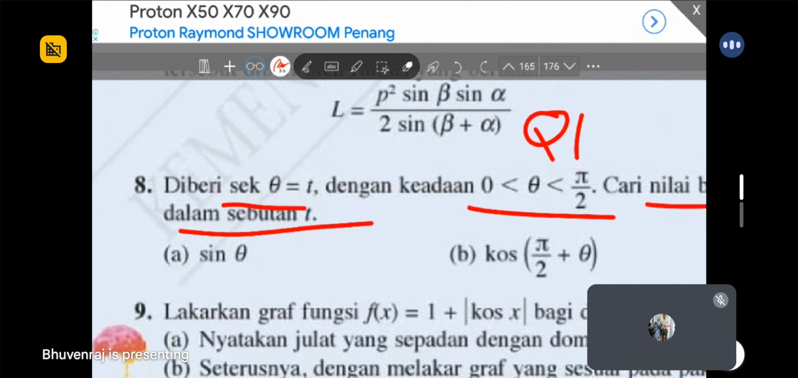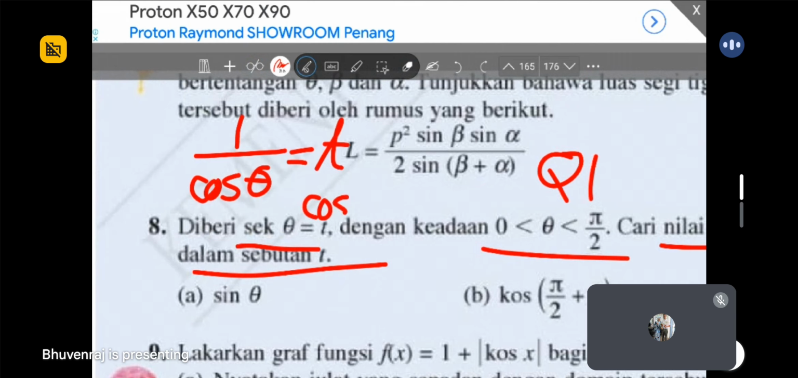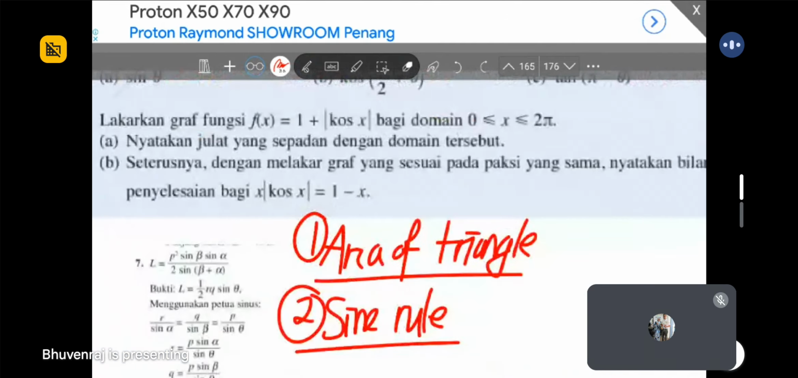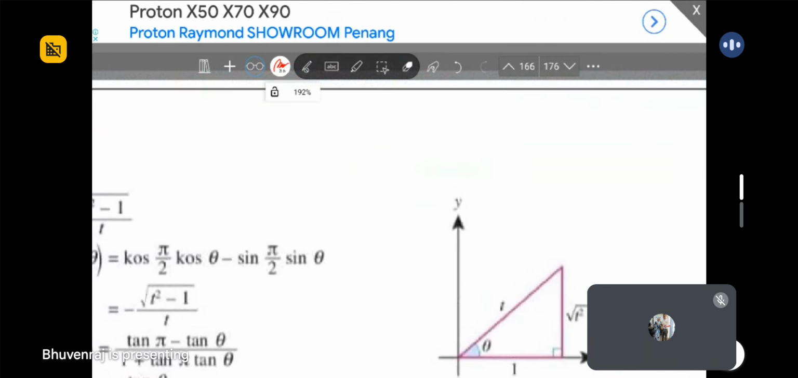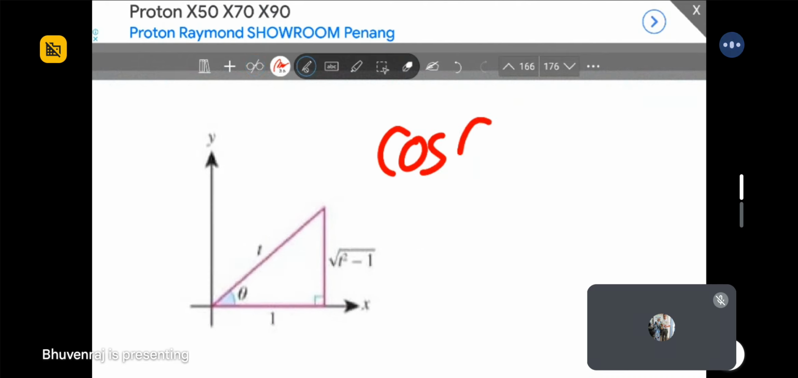So that means secant theta, you can actually think of it as 1 over what? Okay, sine cos, tangent cotangent, secant cosecant. So 1 over cos theta equals t. So that means cos theta is equal to 1 over t. So guys, you can start to draw the triangle. Boleh lukis segitiga. So cos theta equals 1 over t.